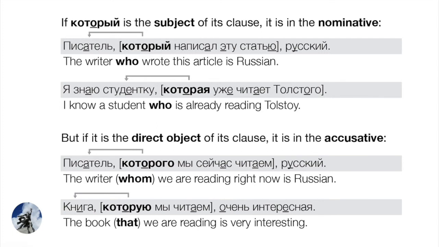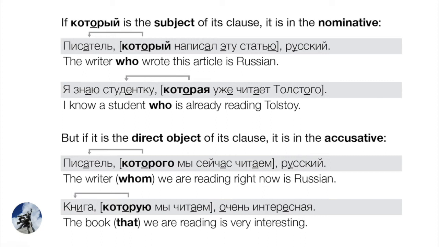Okay, so let's look at more examples with который and just worry about agreement. So watch the agreement arrows. This who or which is referring back to a noun in the main clause, and it's got to match the gender of that noun it's referring to. So let's look at some fairly simple examples here.